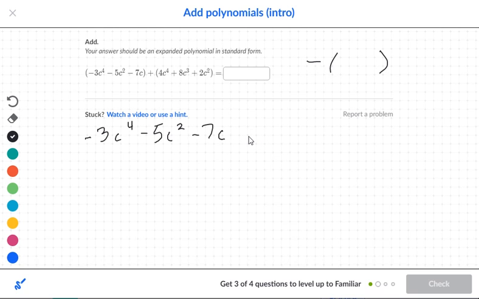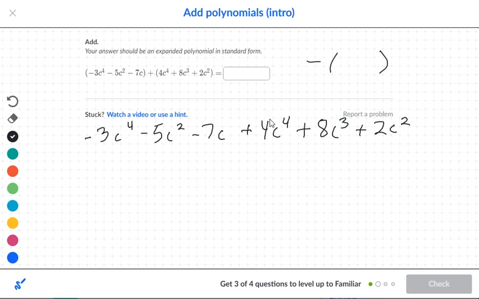Now we go to the next parentheses there. There's a plus sign there, so it's not a minus sign. So we write down what's in there. So we're going to say plus 4c to the fourth, plus 8c to the third, plus 2c to the second. Okay, so I didn't change any of my terms because there were no negative signs there.